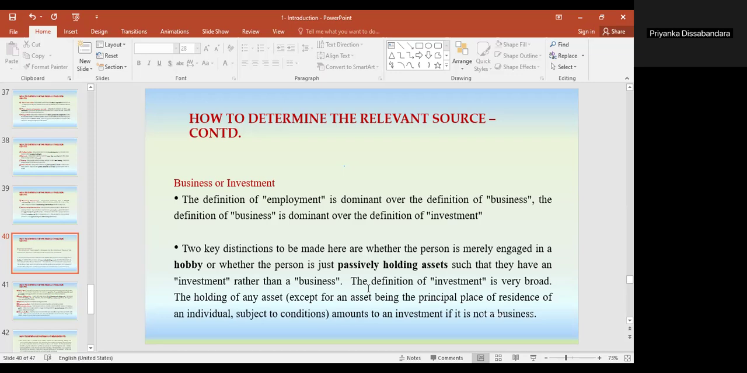First of all we have to categorize income under employment income. After that the balance amount has to be categorized under business income. Finally under investment income. If we categorize under these three categories, then only we can categorize the residual income under other income category. Then we have to consider whether that income is a business income or an investment income.